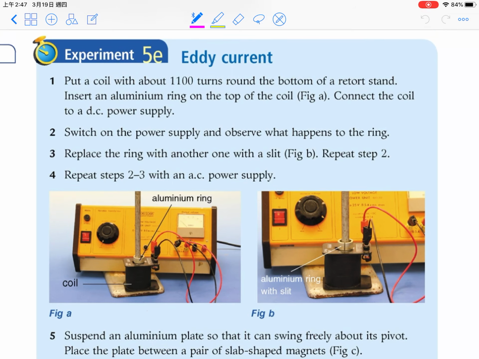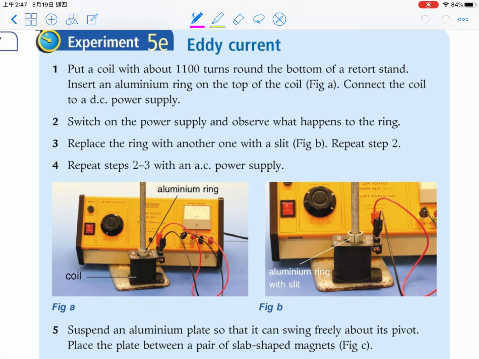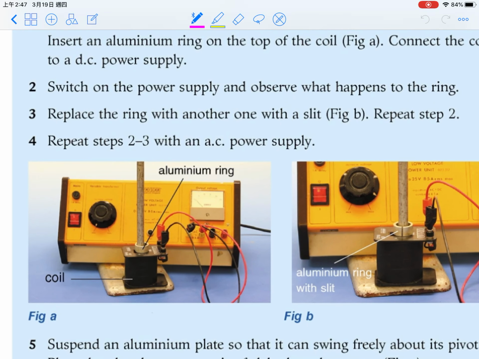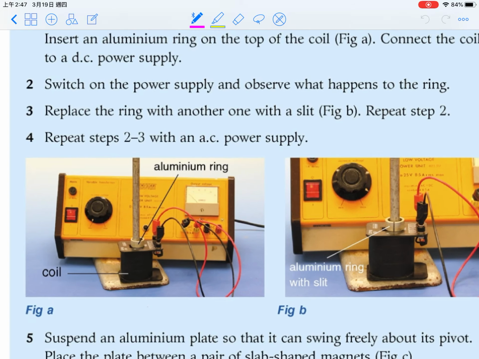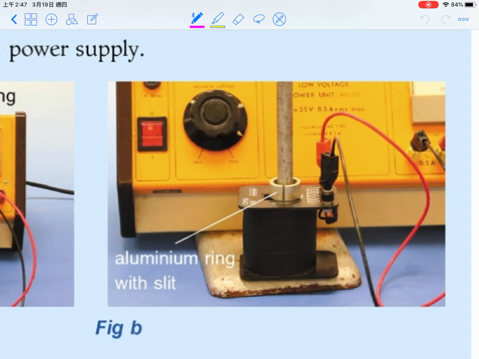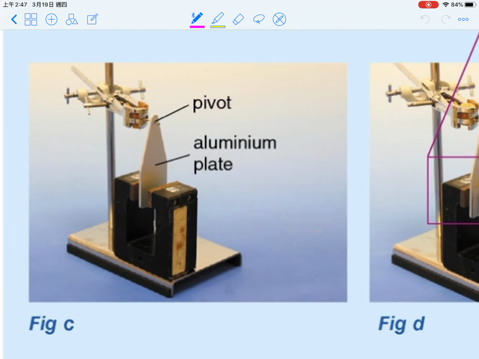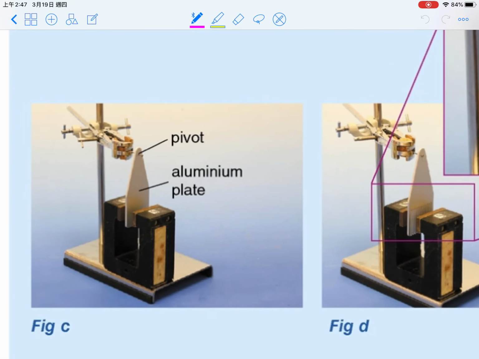The first part is we use aluminum ring, and we find that the aluminum ring will jump if using DC, and will float in air if we use AC. No jumping if we use aluminum ring with slit. And for this, the aluminum plate would swing.